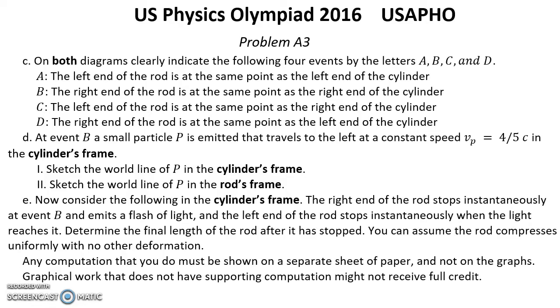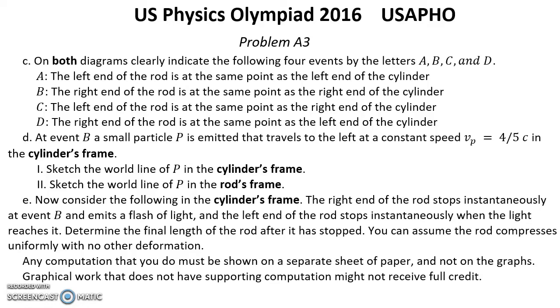Question D. At event B, a small particle P is emitted that travels to the left at the constant speed Vp equal 4/5 of the speed of light in the cylinder's frame. Question 1. Sketch the worldline of P in the cylinder's frame. Question 2. Sketch the worldline of P in the rod's frame.